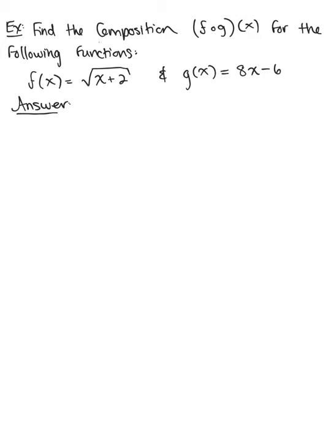Find the composition f of g of x for the following functions. We're given f of x is equal to the square root of x plus 2, and g of x is equal to 8x minus 6. So let's start here by recalling that the composition f of g of x asks us to substitute the function g of x into the outside function f.